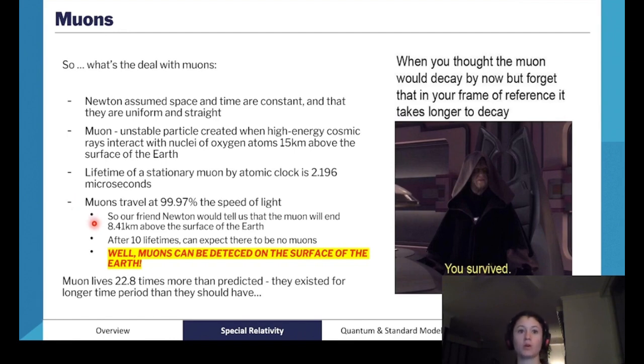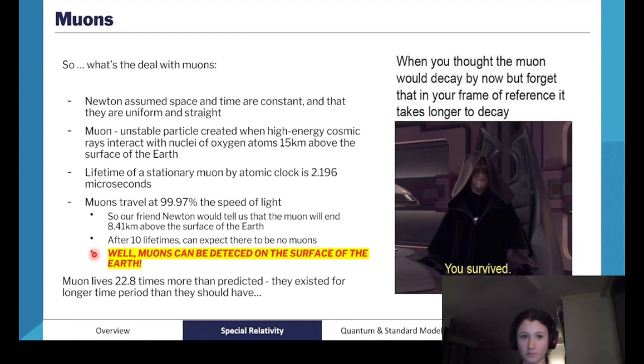So, Newton would tell us that the muon's life will end 8.41 kilometers above the surface of the Earth, right? So they're traveling really fast, but they have a tiny, tiny lifetime, so they're not going to get to the surface of the Earth. They're not even going to get halfway there from where they were created. And after about 10 lifetimes, there's going to be no muons. So according to Newton, we should not be able to see any muons, maybe a few, but barely any, on the surface of the Earth.